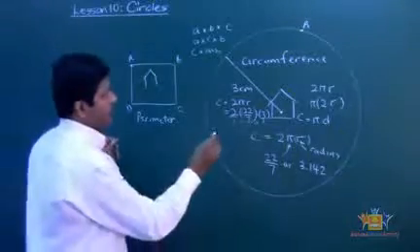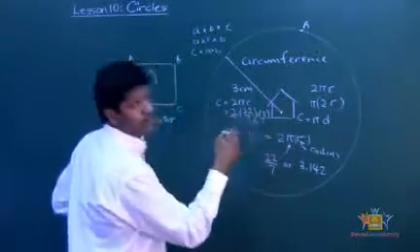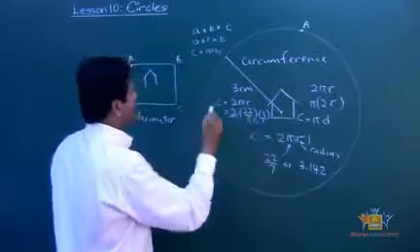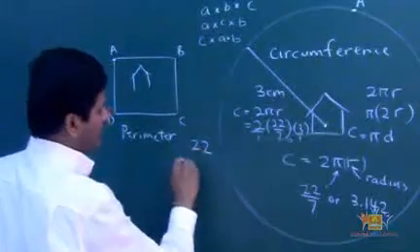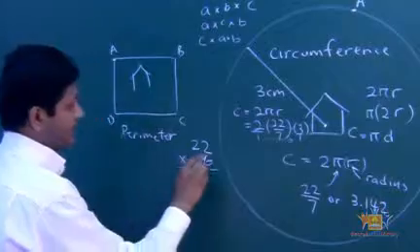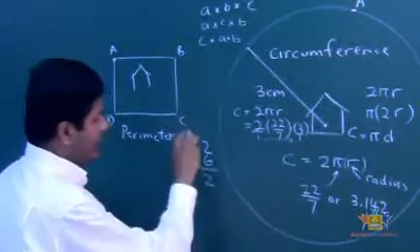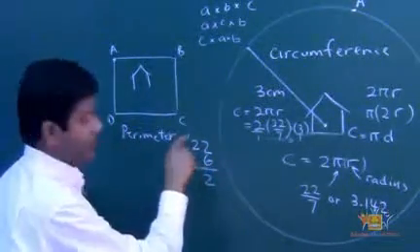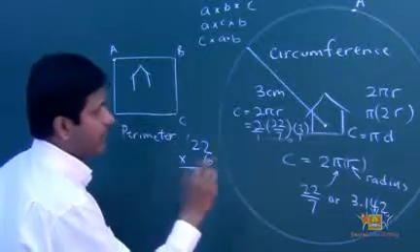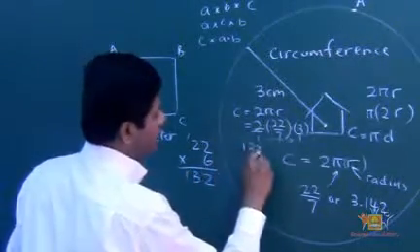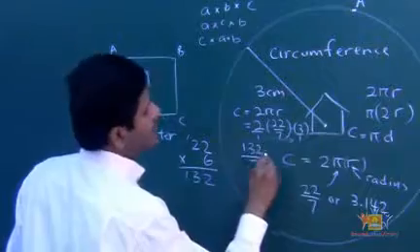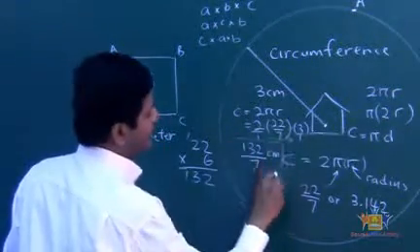The reason why you want to do that is that it's easier. 2 times 3 is what? 6. 6 times 22. So I'm going to take 22 times 6 and line it up. 6 times 2 is 12, write 2, carry 1. 6 times 2 is 12 plus 1 is 13. So that gives me 132 over 7 centimeters. You can leave the answer like this.